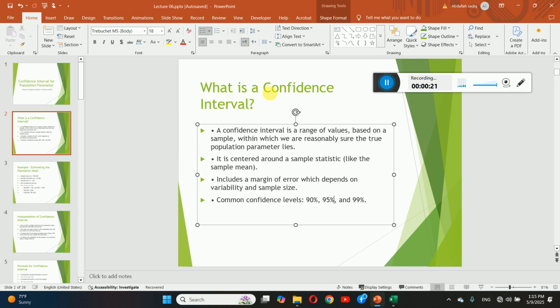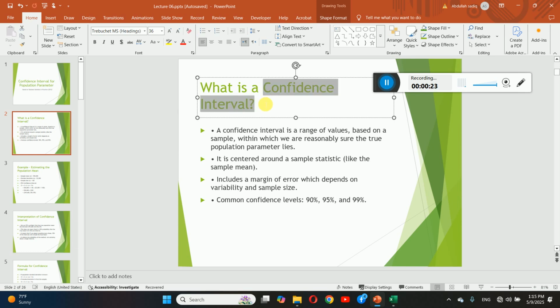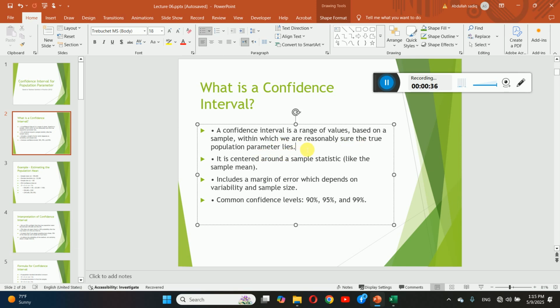So first, I'm giving you the concept behind what a confidence interval is and how you can compute it in your statistical analysis. The basic idea is that it's a range of values, based on a sample, within which we are reasonably sure the true population parameter lies. What does that really mean, dear students?